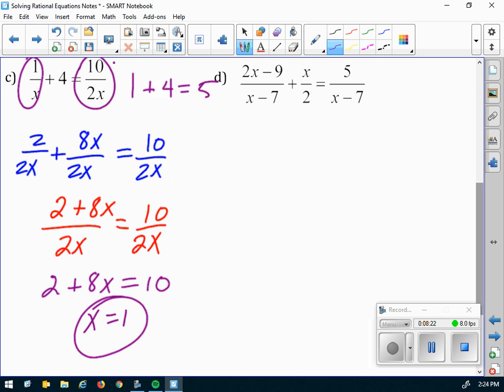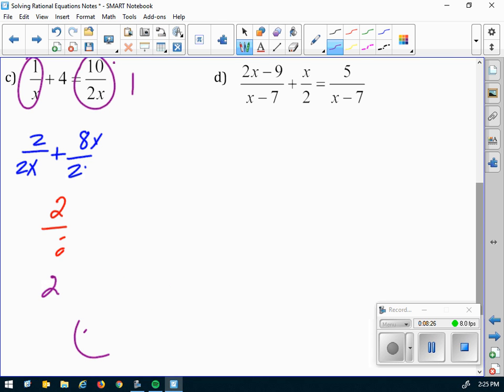One more on this page. Okay. Who's out there? Okay. Do you need to factor anything? No. So what's our common denominator? x minus 7 times 2. x minus 7 times 2.